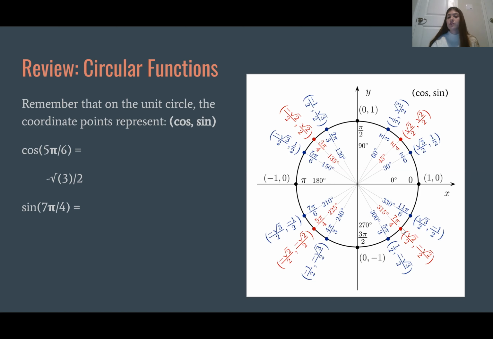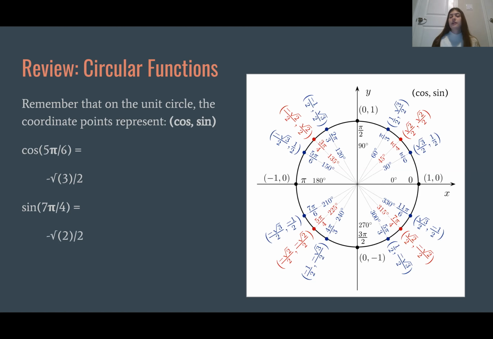All right, and again, here we're looking at this red dot, right? We've got positive root 2 over 2, comma, negative root 2 over 2. So we've got x, comma, y. Cosine, comma, sine. So if we're looking at sine of 7 pi over 4 radians, we're going to take a look at the second number, our y value, right? So that means from y equals 0, we're going to go negative root 2 over 2, and that is this coordinate point right here. That is our sine. That is our y value, negative root 2 over 2.